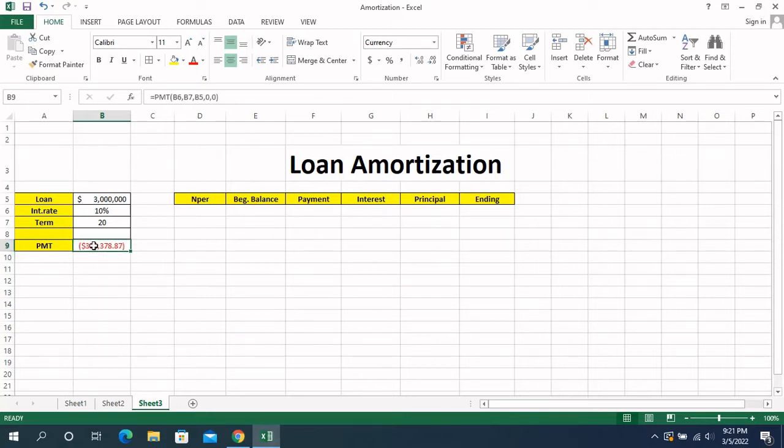Now you see that it's in negative form. So what you have to do is place a minus before B5, then you get the positive result. Okay. Now we have got the payment.